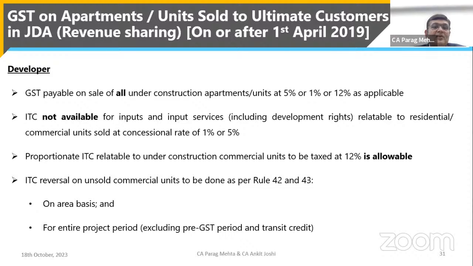Developer. So GST is payable by the developer on sale of all under construction apartments, 5%, 1% or 12%. Again, ITC is not available. Proportionate ITC relatable to under construction commercial units to be taxed at 12%. ITC reversal formula remains the same as per Rules 42 and 43, as was in area share also.